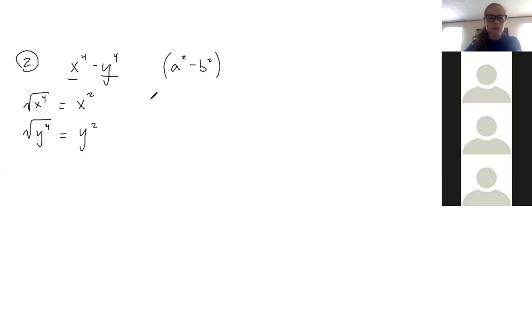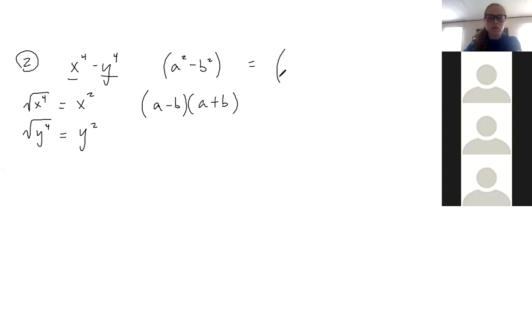All right, let's do number 2. x to the 4th minus y to the 4th. Well, check out both of these. Can I take the square root of x to the 4th? What about y to the 4th? What times itself will get me x to the 4th? Well, x squared times x squared is x to the 4th. Same for y squared. So yes, I can take the square root of both of these, which means these are the difference of 2 perfect squares. That looks like a squared minus b squared, so my answer is going to be a minus b, a plus b.